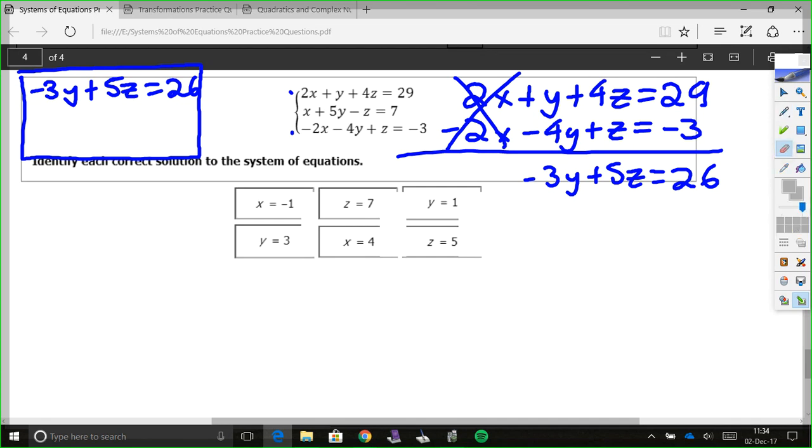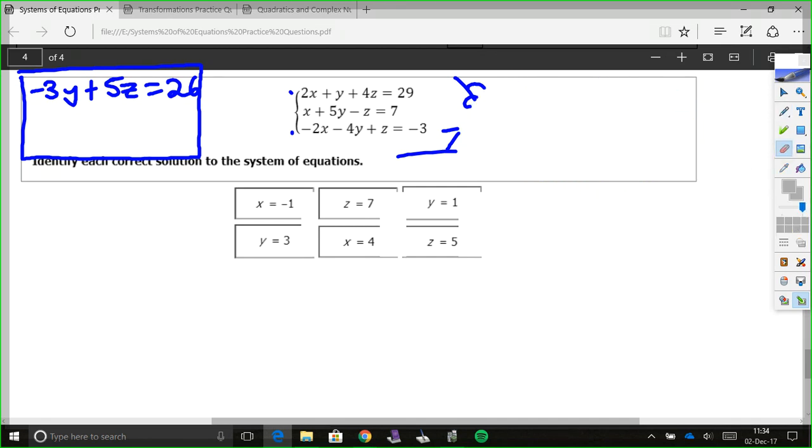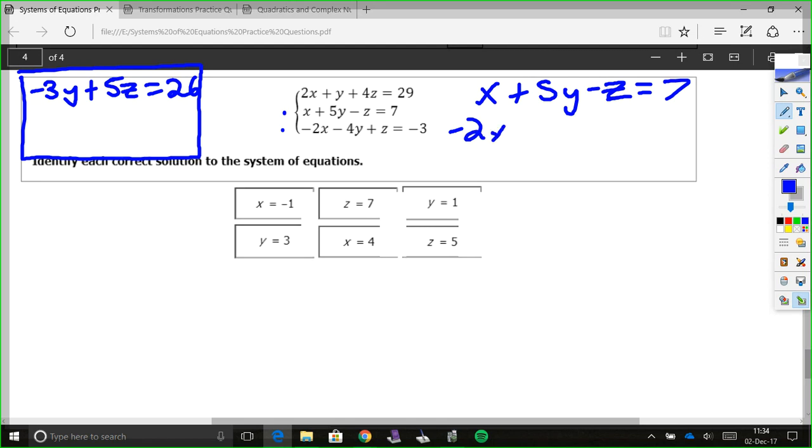Let me erase what I've got here, just so I have a little more room again. I'm going to start completely from scratch and pick two other equations and try to eliminate the x again. Because I eliminated x the first time, I have to eliminate x again. It has to be the same variable both times. It doesn't really matter, I'm going to choose the second equation and the third equation. Let's use those. I'll have x plus 5y minus z equal to 7, and then negative 2x minus 4y plus z equal to negative 3.